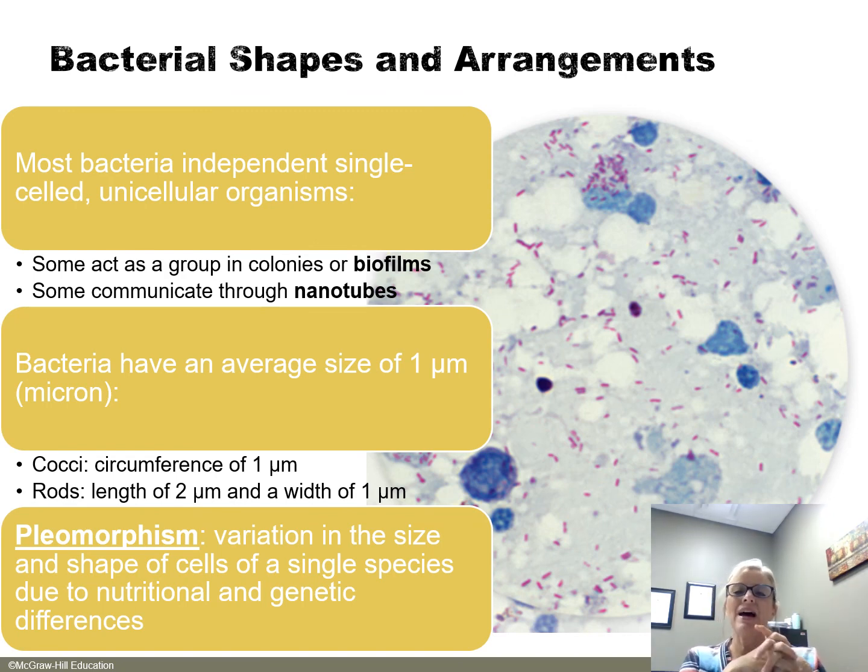There are some other shapes and sizes, but there are some that actually have variable size and shapes of the cells within a species, and that's called pleomorphism, which is really kind of neat. It's kind of like us, they don't all look the same, okay? Can make it harder to identify though.